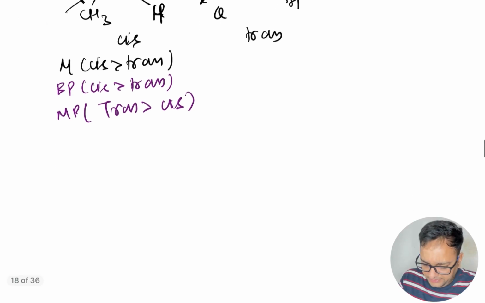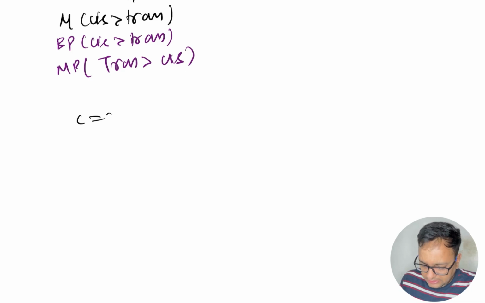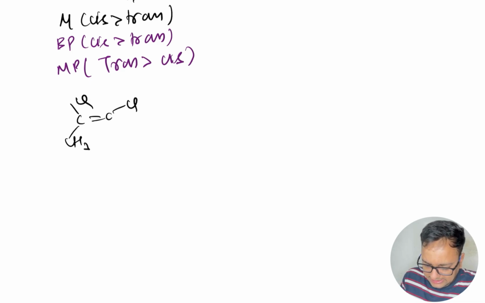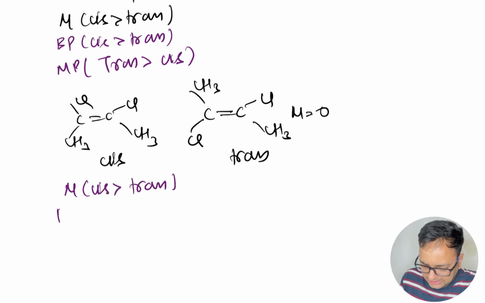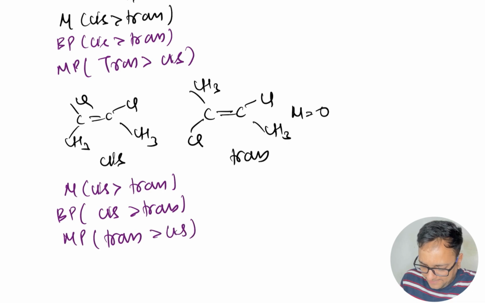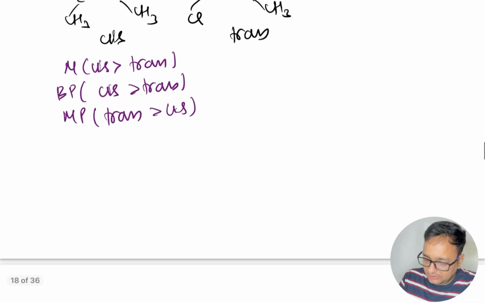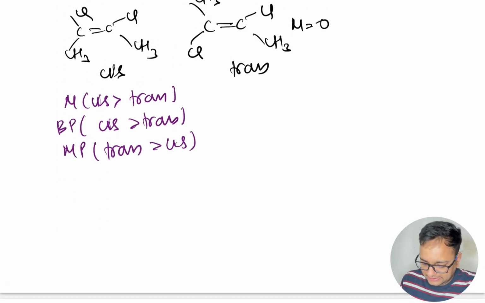Let's take one more example. We have C double bond C, Cl and CH3 and CH3. We have one more C double bond C, Cl and CH3 and CH3. Here dipole moment is 0 and here it is cis and here it is trans. So mu of cis is greater than trans. Boiling point of cis is greater than trans. Melting point of trans is greater than cis.